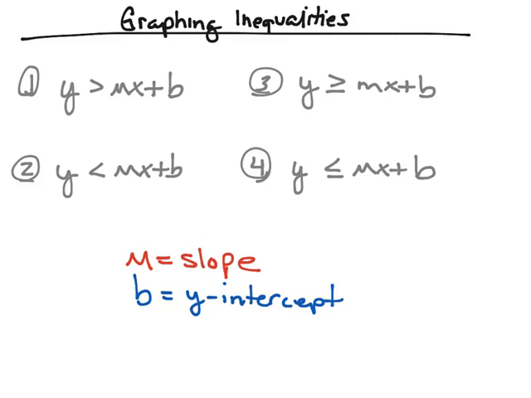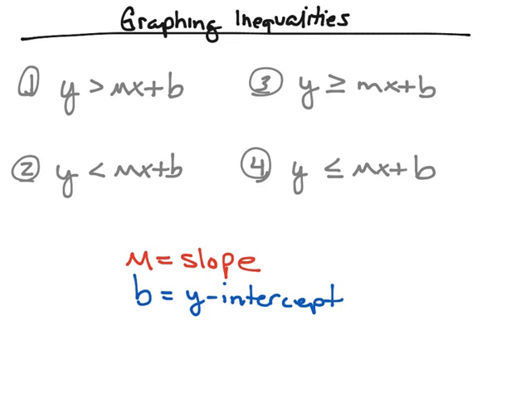Alright, in this video we'll be looking at graphing inequalities. At this point we've seen how to graph equations in the form y equals mx plus b. That's what we call the slope-intercept form. Now what we're going to do is replace the equal sign with an inequality symbol.